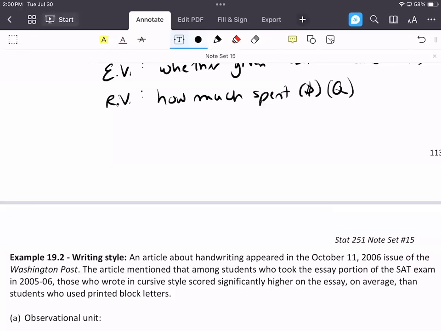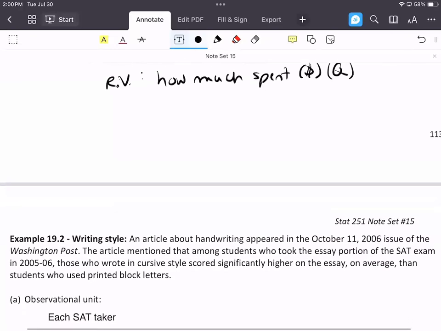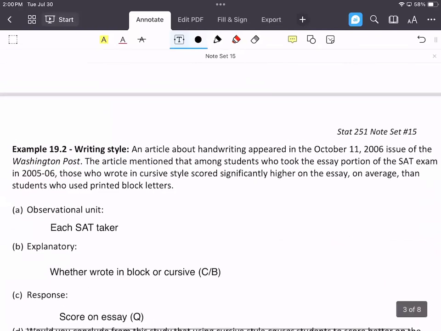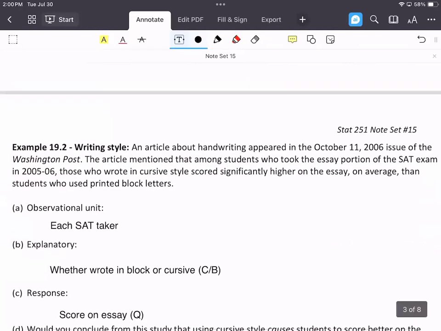Okay, so whose behavior are we studying? Well, I would say each SAT taker, each student taking the SAT, because we're looking at what they did. Now, what's the outcome of interest? Well, their score. So that's the response variable, the score on the essay, and it's quantitative in nature. What we're trying to figure out is whether their writing style, whether it was block or cursive, explained their score on the essay.